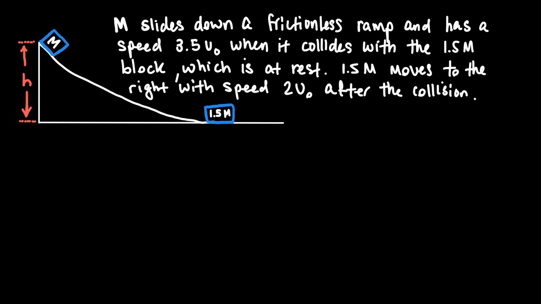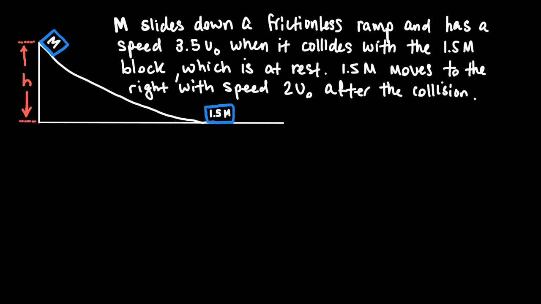This problem is a modified version of a free response question from a former AP Physics exam. Here, mass m slides down a frictionless ramp and has a speed of 3.5 v0 when it collides with the 1.5 m block, which is at rest at the bottom of the ramp. After the collision, the 1.5 m block moves to the right with a speed of 2 v0.